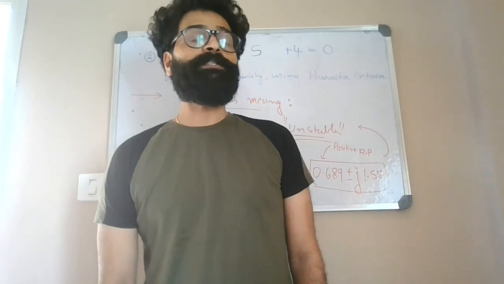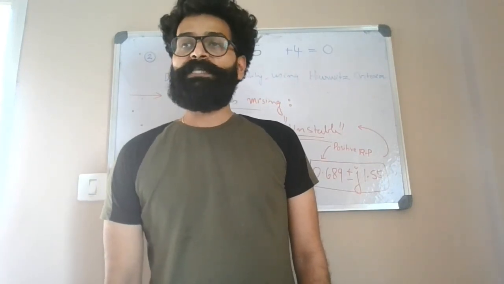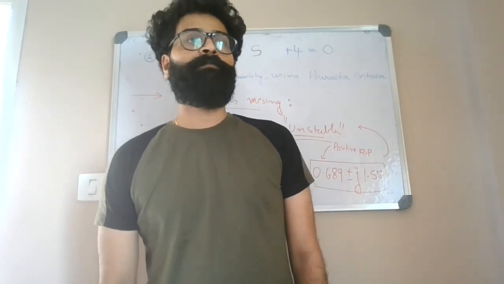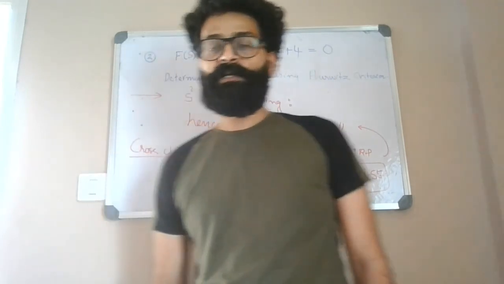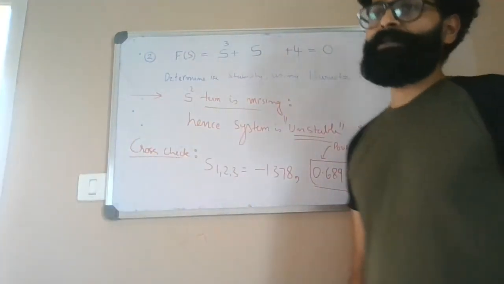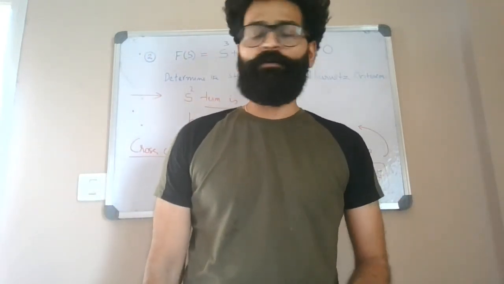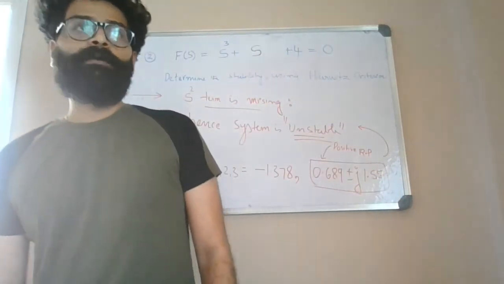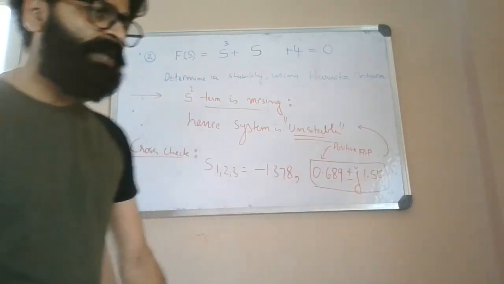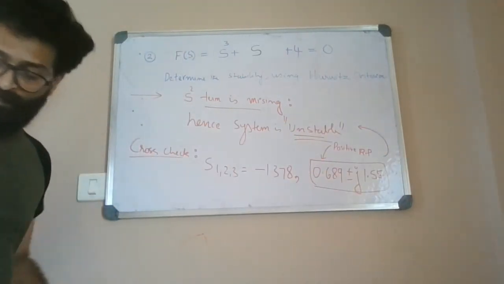Routh-Hurwitz criteria basically helps in finding the stability of higher order systems. For any given system, the order may be 20, 21, 22, whatever it may be. You can solve using RH criteria or Routh-Hurwitz criteria.